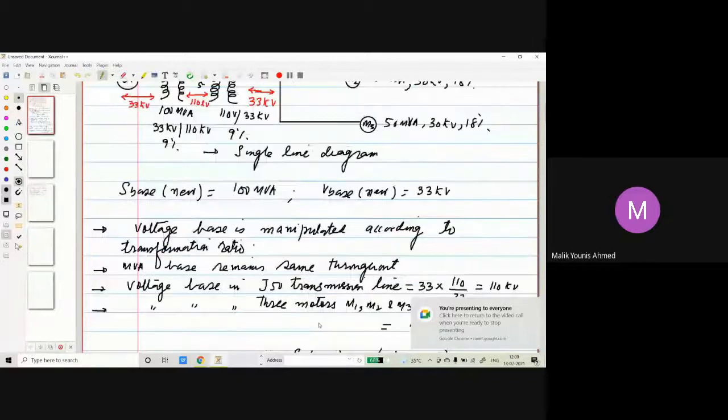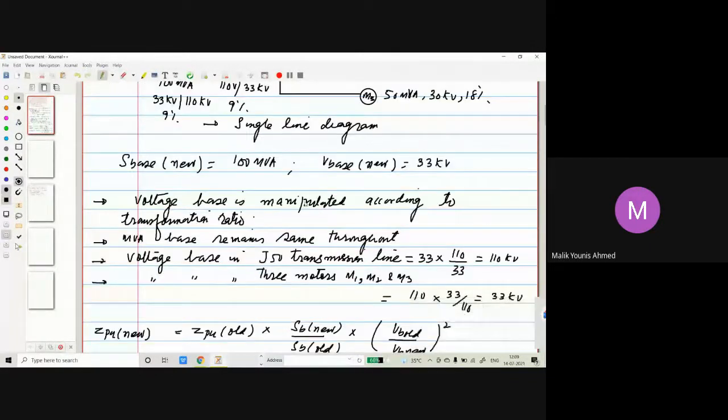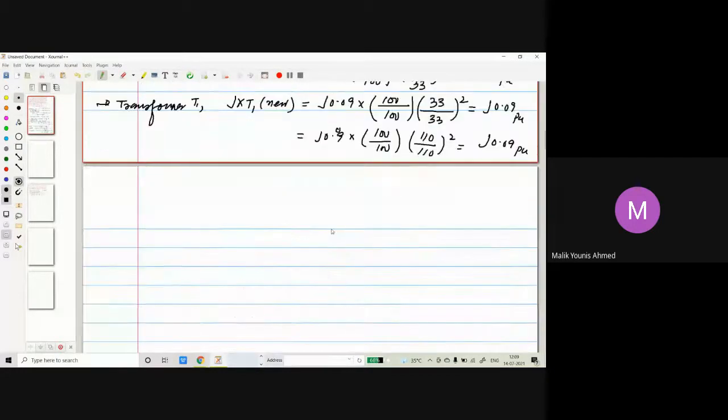Okay, now from the transformer, what is the next? Next is the transmission line, J50 transmission line. Let's put the transmission line. So we'll call it transmission line. We'll call it JXTL because there is only one transmission line, and new.